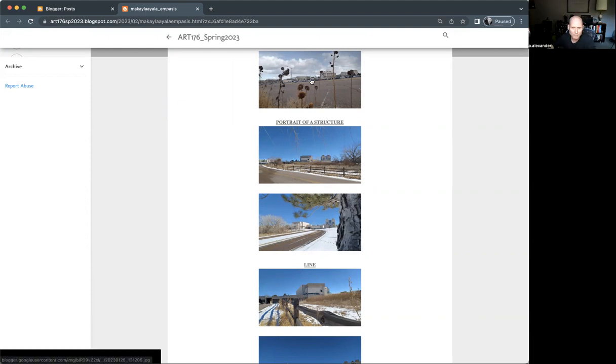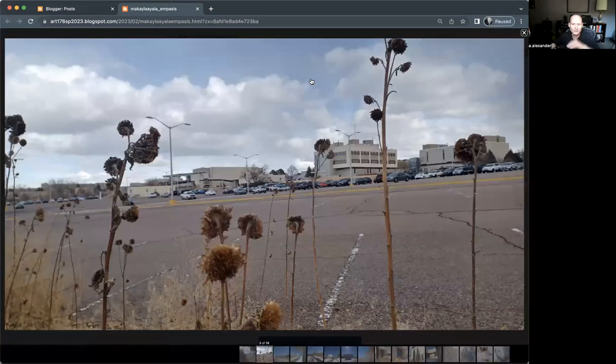And so what that means is you are guiding a viewer into the image. Where are you guiding them into? That's up to you. That's where you want to point them.